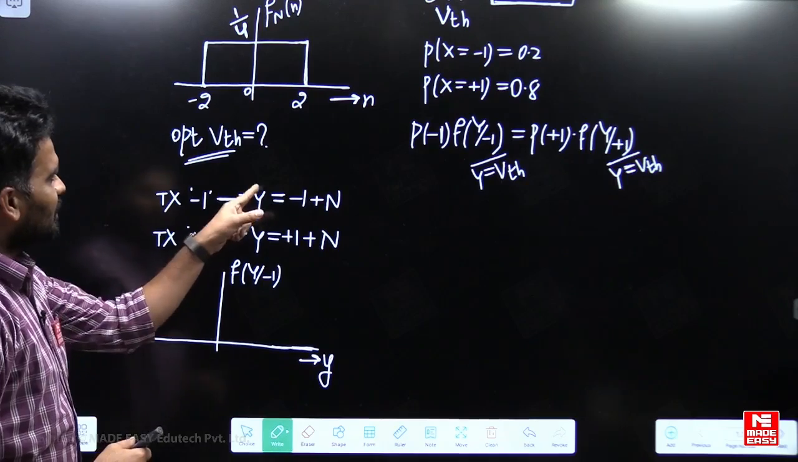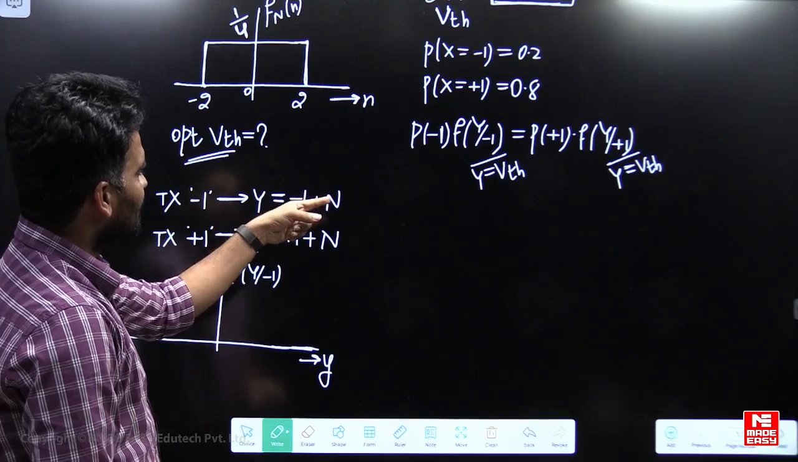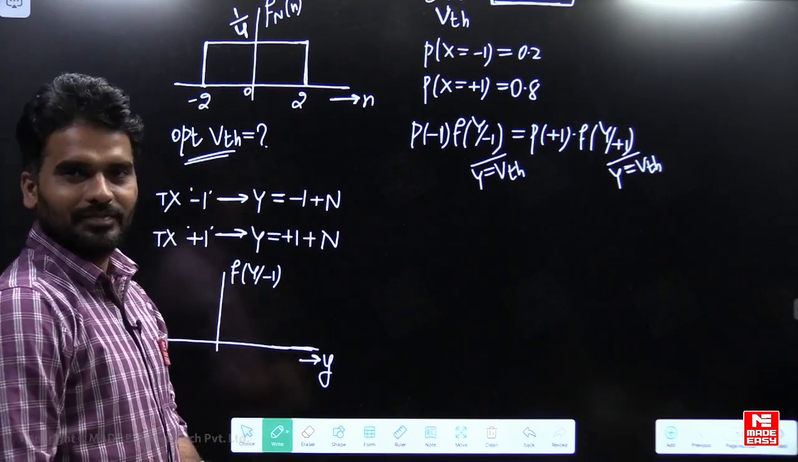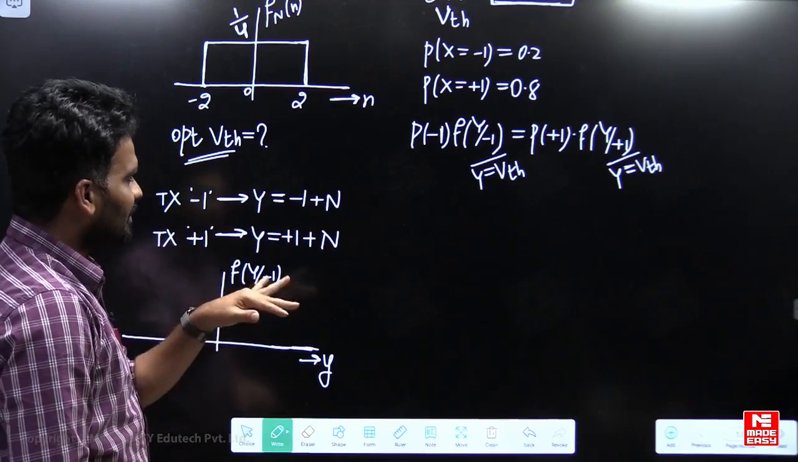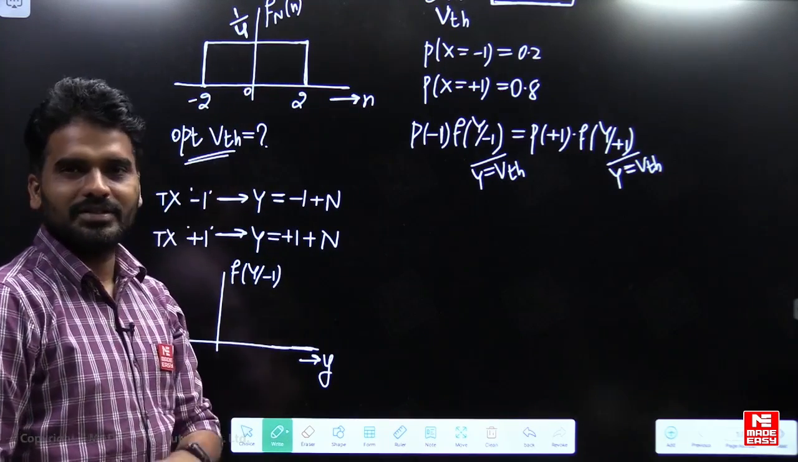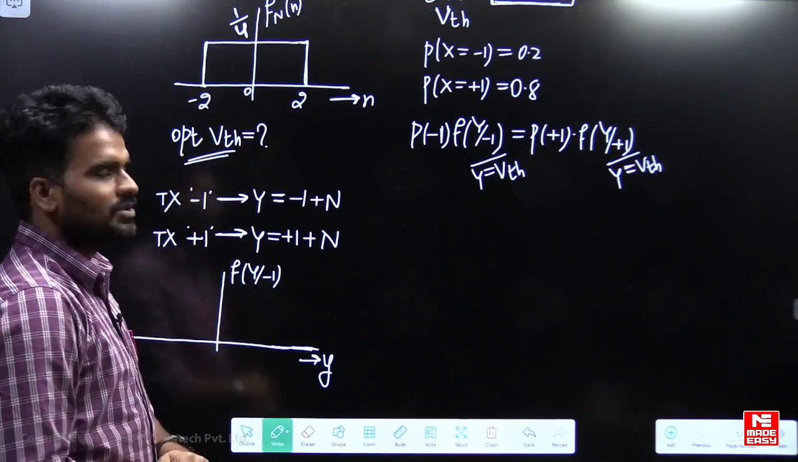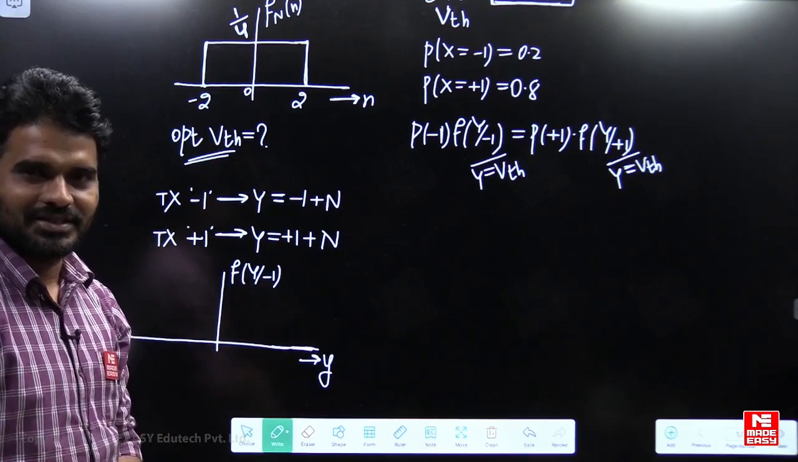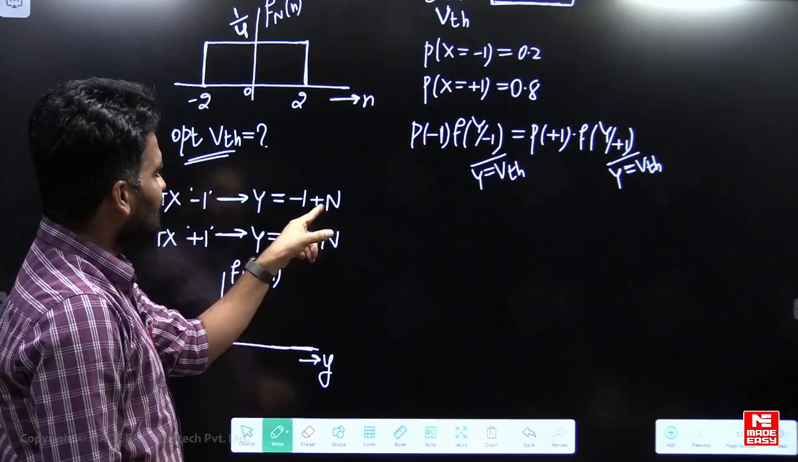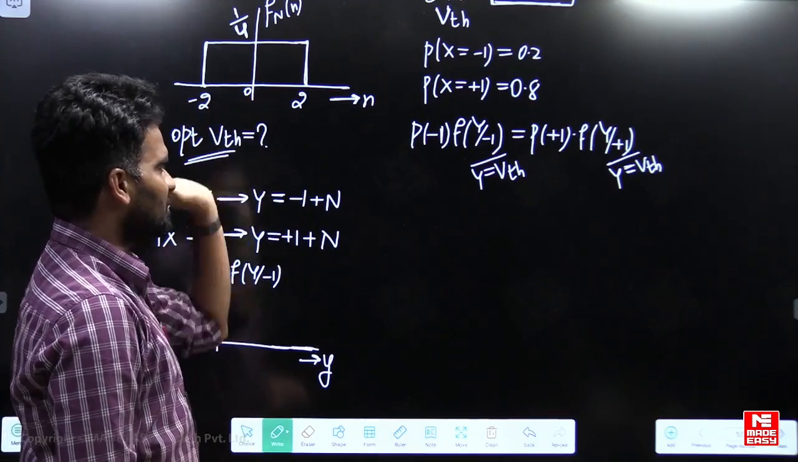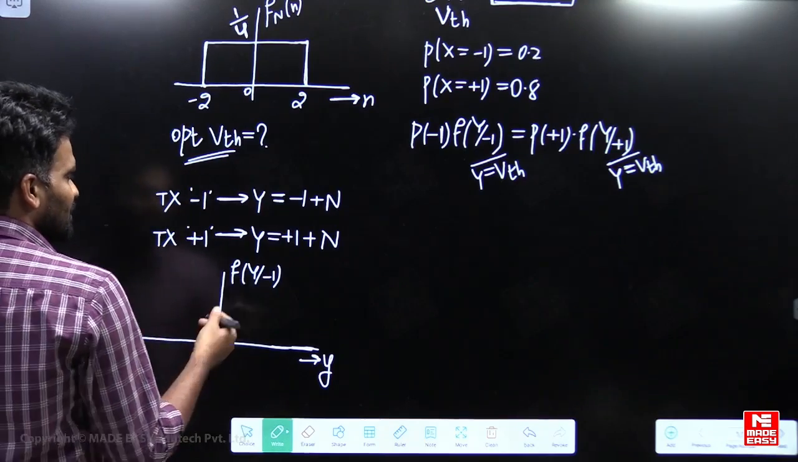Now I need the density function of y when -1 is transmitted. The random variable n has a uniform density function. If you add some constant to a random variable, the basic nature of the density function remains unchanged. So y here will also have a uniform density function. Or you can understand it this way: if you add some constant to a random variable, the density function is simply shifted, that's it.